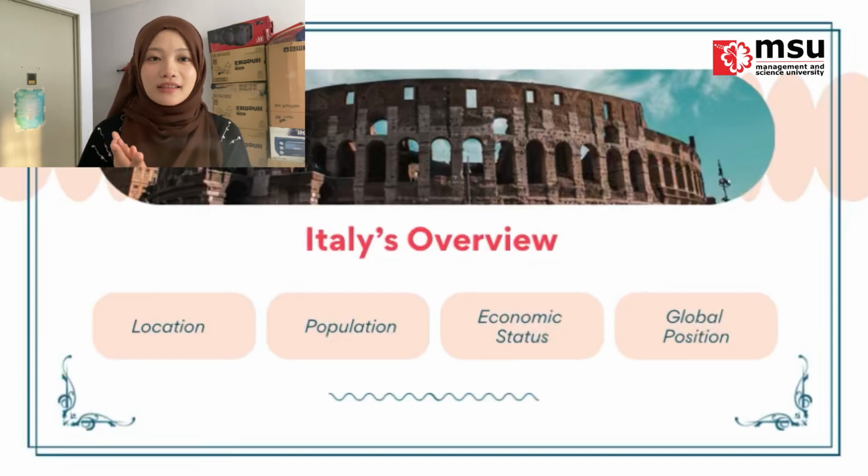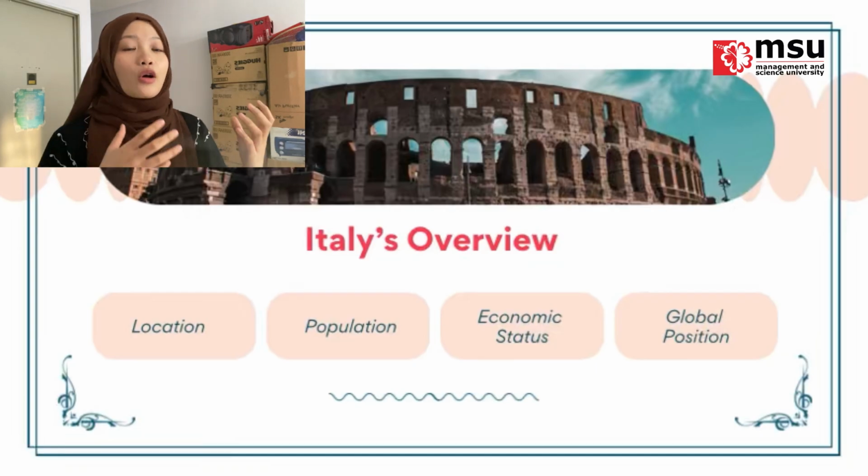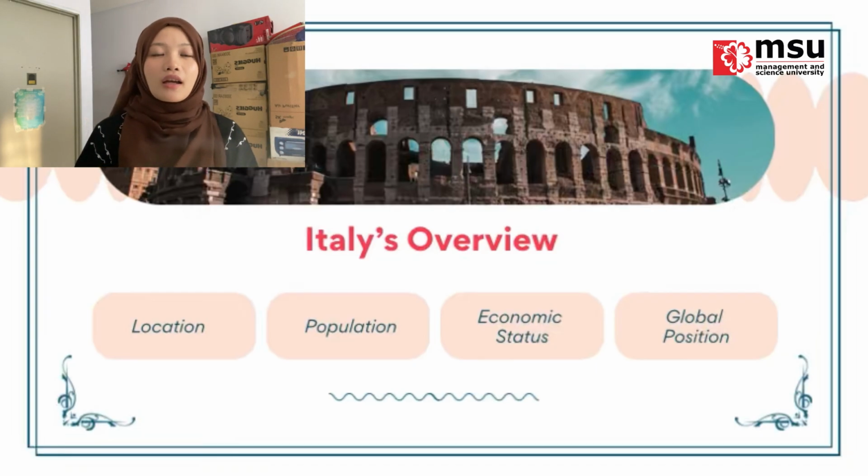Last but not least, their global position. Italy has strong cultural influence, especially in art, history, fashion, and food. Moreover, Italy is also recognized as one of the most visited countries in the world, and it plays a very important role in Europe and in international organizations.